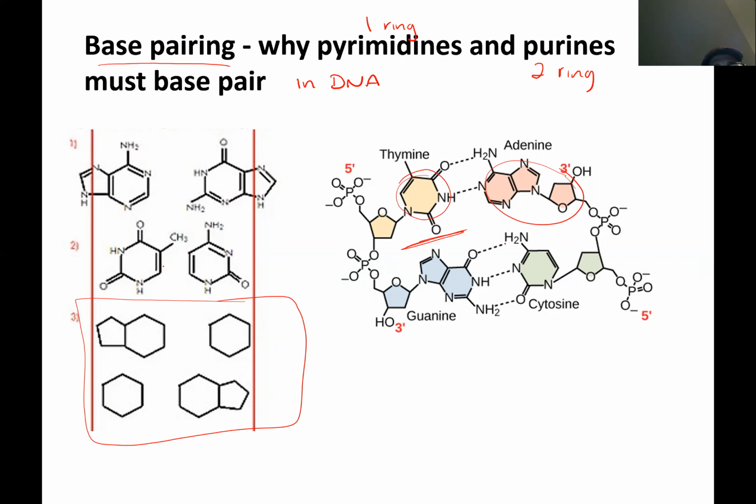So if you have two pyrimidines, your helix would actually indent. It's too small. And if you have two purines, it's too wide for the nice double helix structure that Watson and Crick and Rosalind Franklin and others came up with. And remember that A and T base pair with two sets of hydrogen bonds, and G and C base pair with three sets of hydrogen bonds.